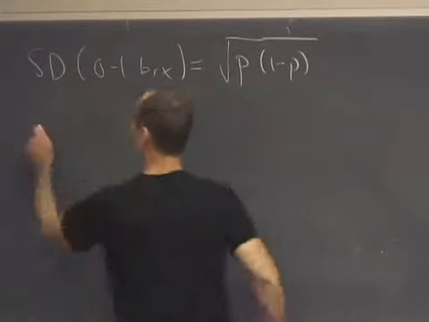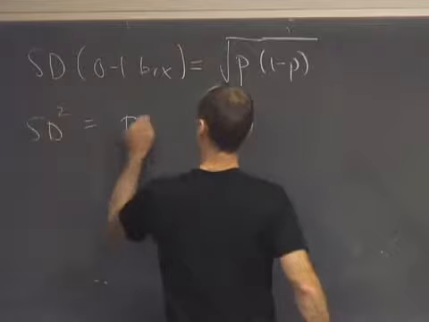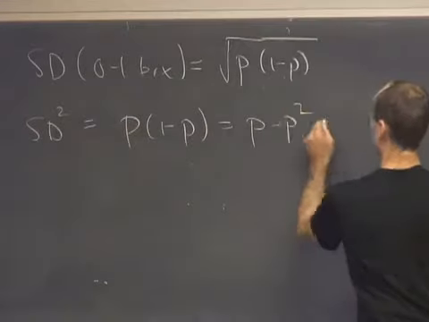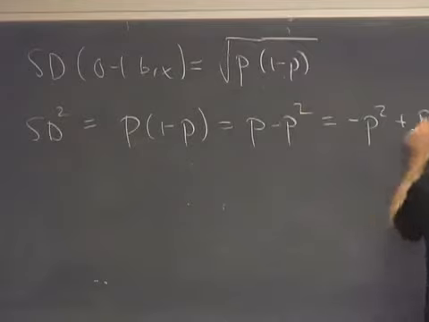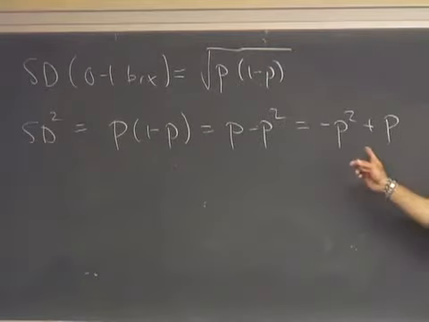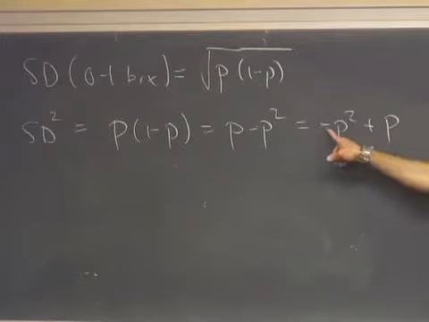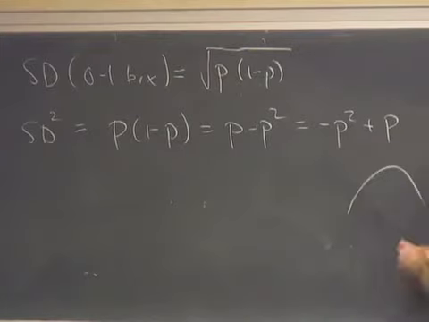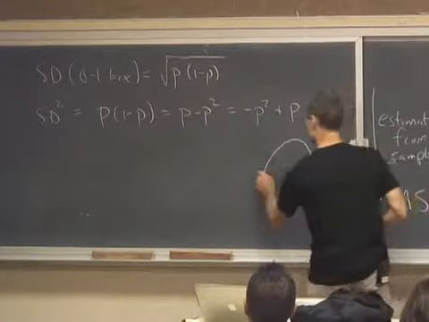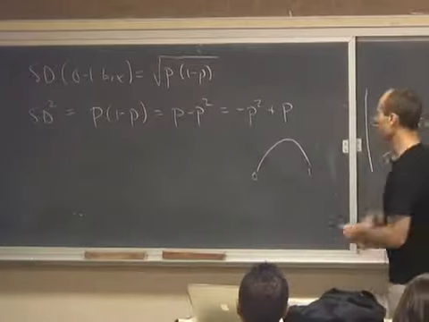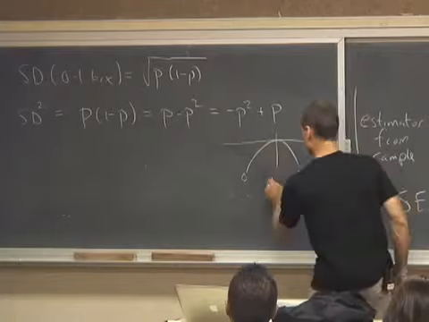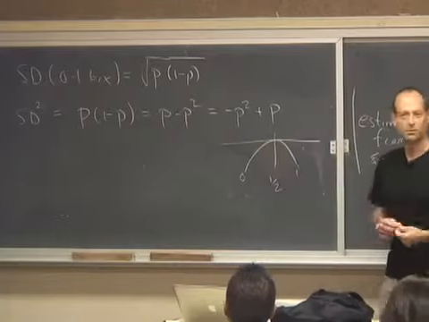Okay, and so the SD squared is equal to p times 1 minus p, which is p minus p squared. We could write that as minus p squared plus p if you want. This is the equation of a parabola, right? Because the leading coefficient is negative, it's a parabola that has a maximum. As p goes between 0 and 1, this goes up and attains its maximum at a half. And what is that maximum?